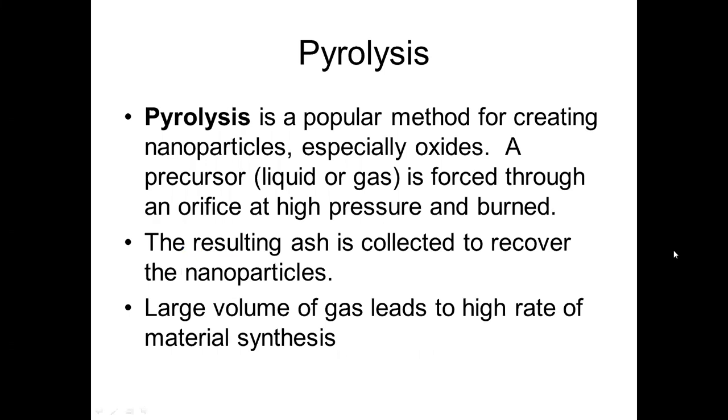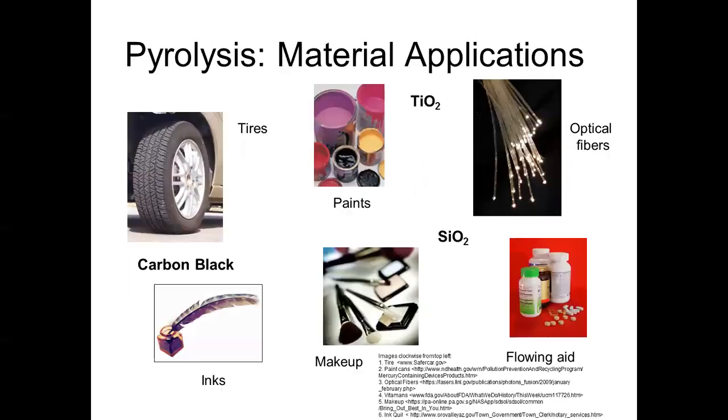So pyrolysis is a popular method for creating nanoparticles, especially oxides. So generally a precursor, either a liquid or gas, is forced through an orifice at high pressure, and the energy that we would generally use at this point is heat, so it's burned at that point. So the resultant ash or byproduct is collected to recover the nanoparticles, and large volumes of this gas leads to a high rate of material synthesis.